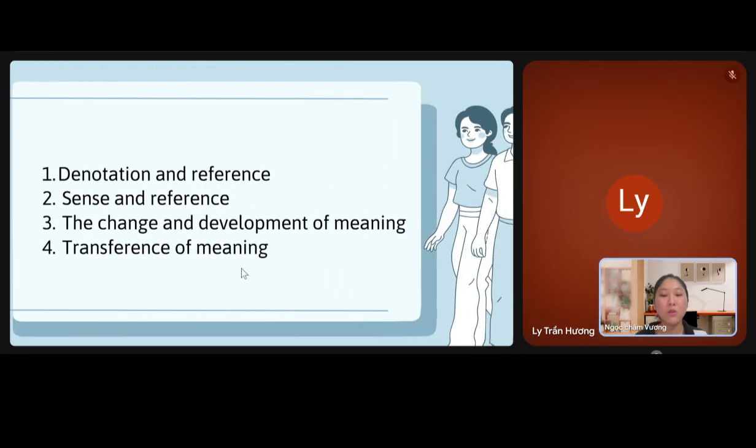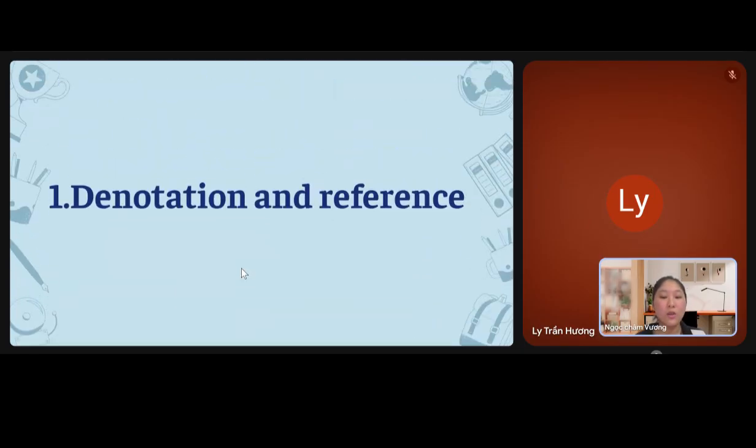This topic includes four main parts: denotation and reference, sense and reference, the change and development of meaning, and transference of meaning. First, I would like to present the part on denotation and reference.